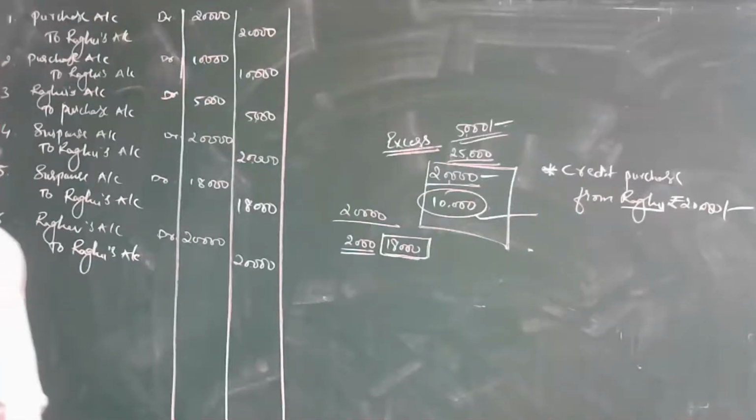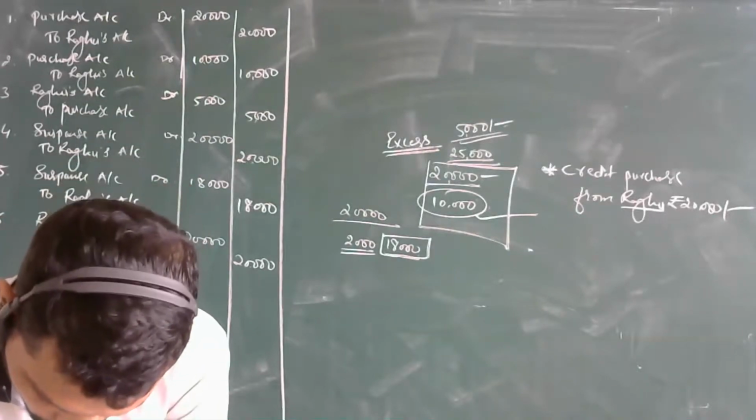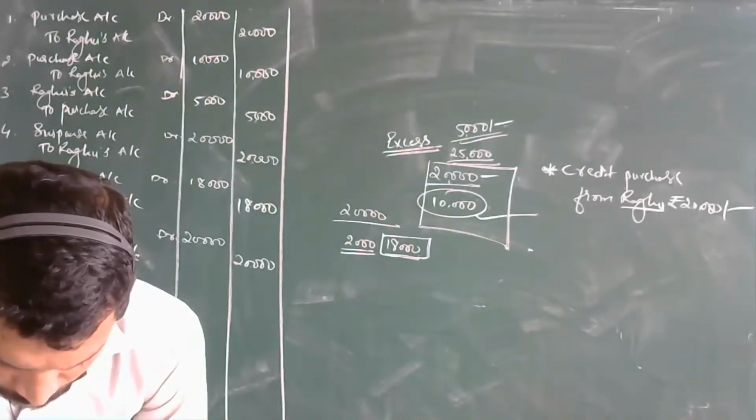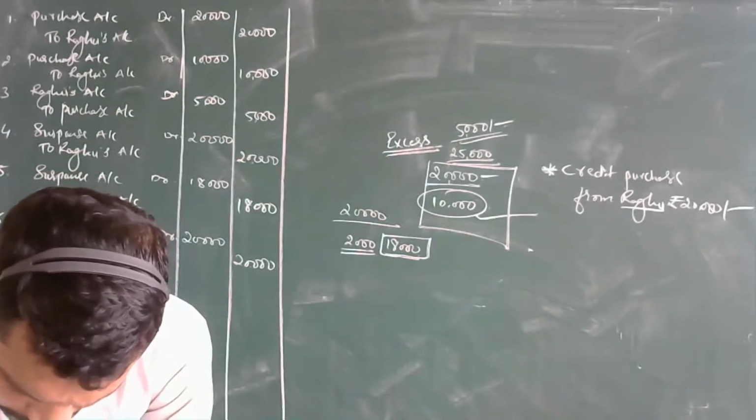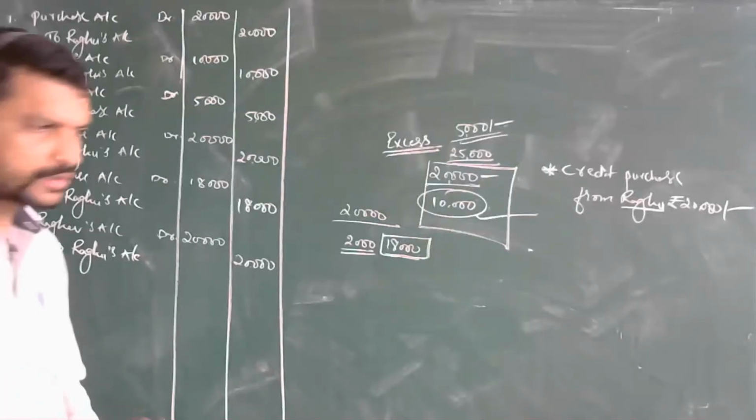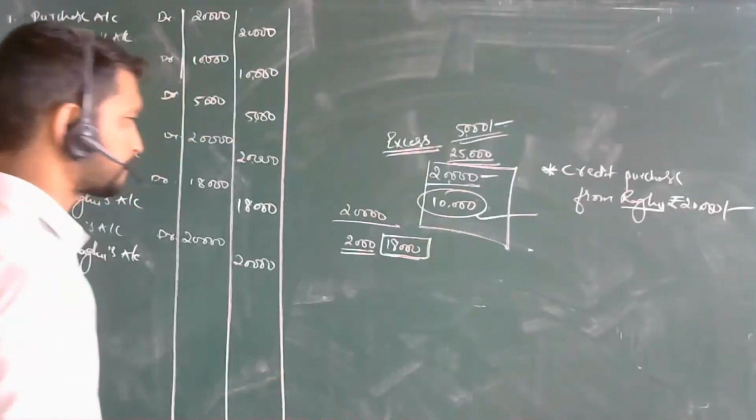Now the next one: posted to the debit of Raghu's account. Were posted to the debit of Raghu's account. What does it mean now? Posted to Raghu's account. In the ledger account posting, it has been posted on the debit side. Now Raghu's account.